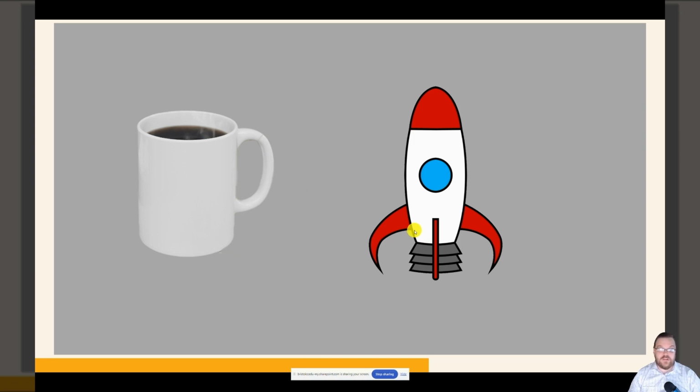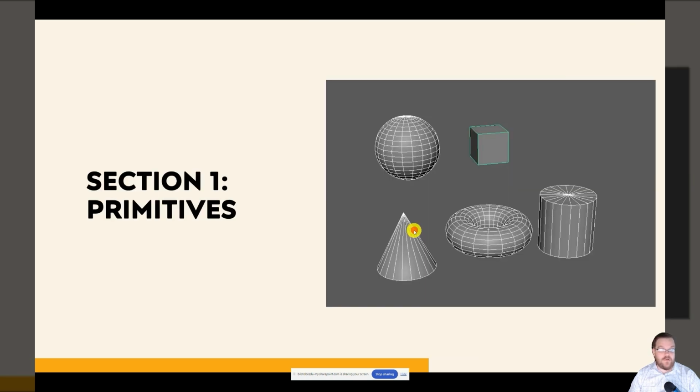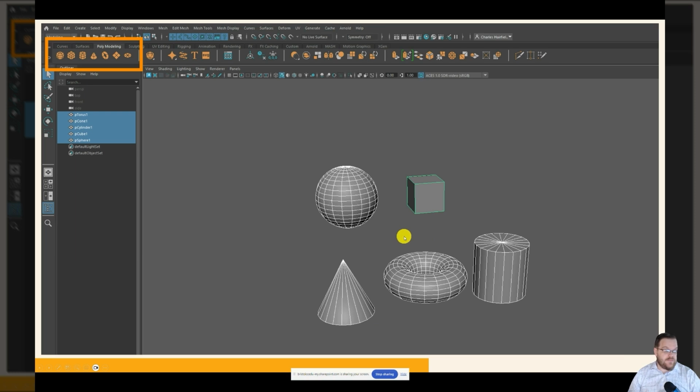Many 3D models start as a set of primitives. Primitives make up the building blocks of modeling. So, primitives are basic 3D polygons: a sphere, cube, cone, torus, and cylinder. You can find these in Maya at your poly modeling shelf here in the top left.